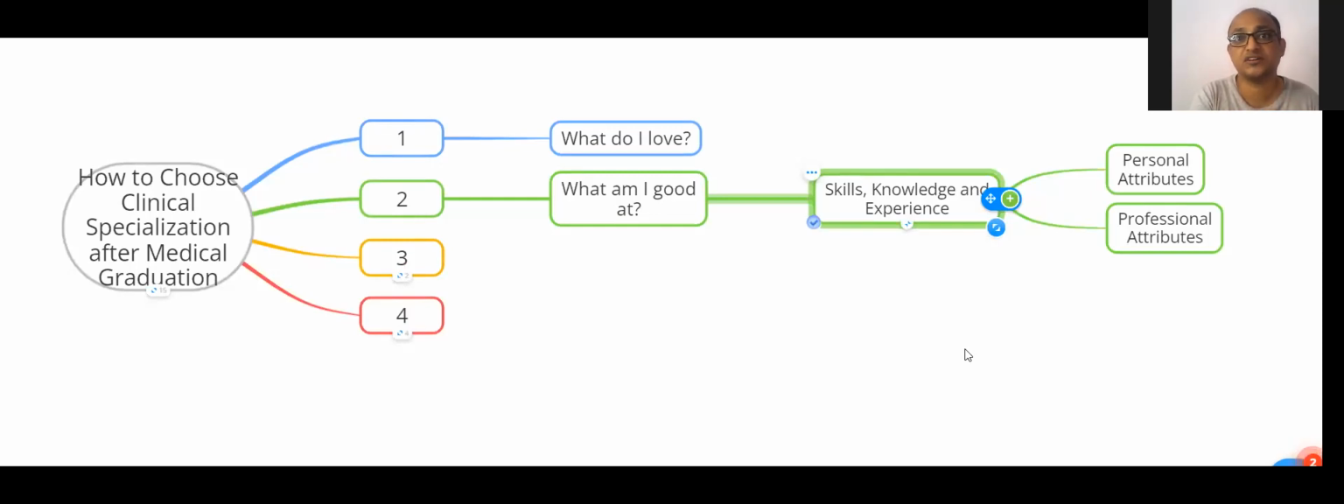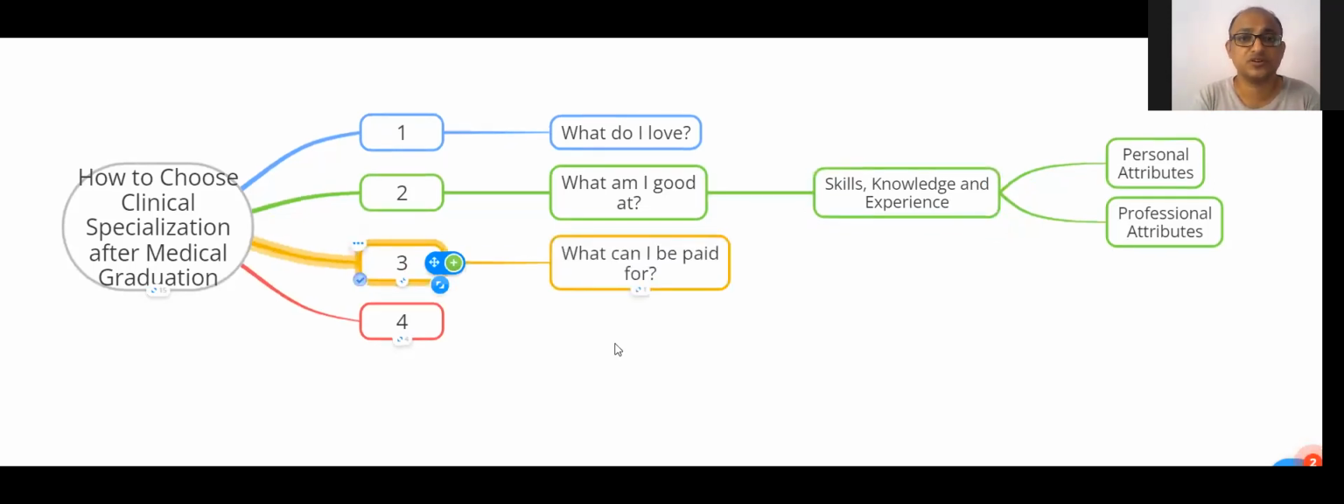You might have good domain knowledge and good professional knowledge about your clinical specialty, the subject that you want to specialize in. But if you don't have the communication skills to communicate with your patients, that specialty may not help you. So you need to consider your personal attributes, like what kind of person you are. You can write down those attributes, and once you are done, let's move to the next question.